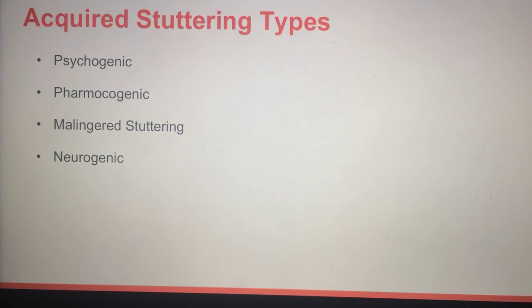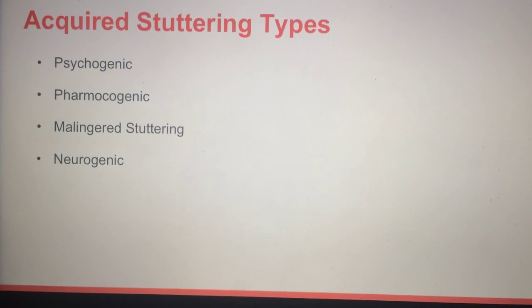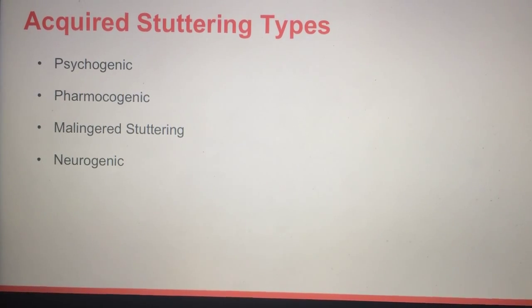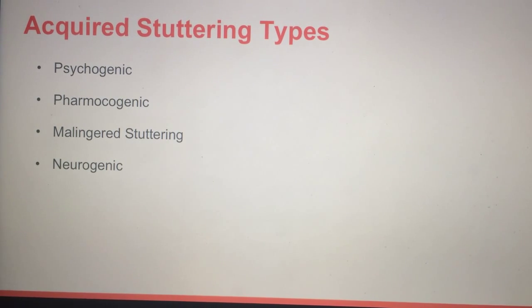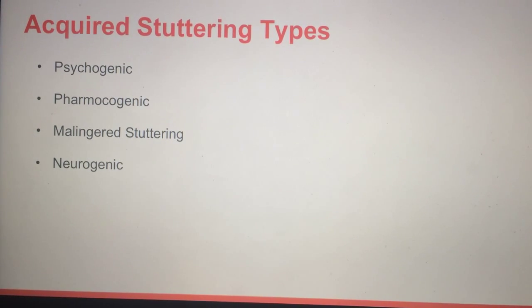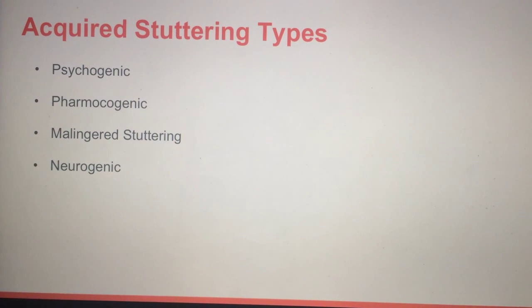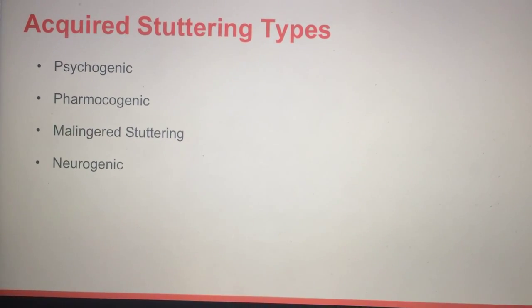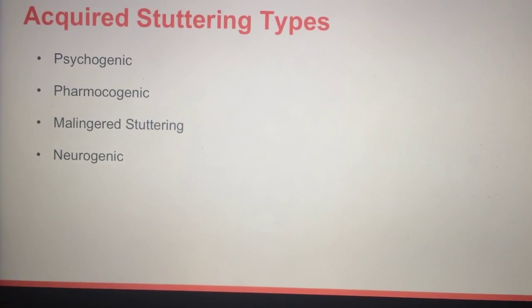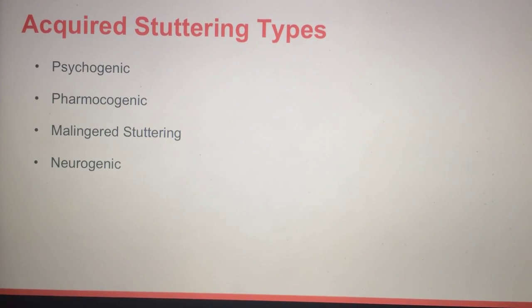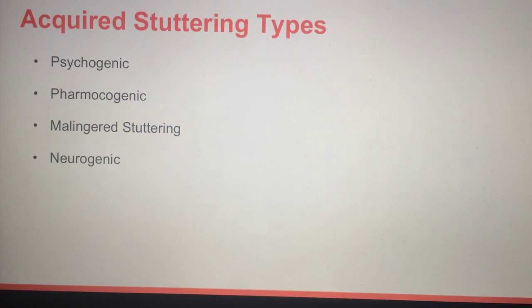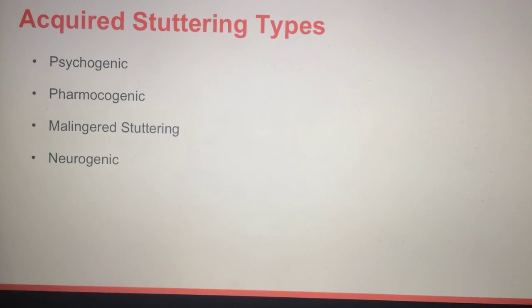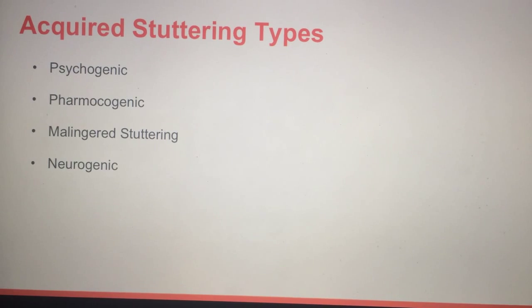Stuttering can either be developmental or acquired in nature, and neurogenic does fall under that acquired subtype as well as these three others. So we have psychogenic, which finds its origin in psychological or emotional problems. Pharmacogenic, which originates as a side effect of medication. Malingered, which is intentionally producing disfluencies for personal gain, and this is voluntary, so there's debates in the literature on whether this should be considered stuttering at all. And then we have neurogenic, which I'm going to talk about on the next slide.